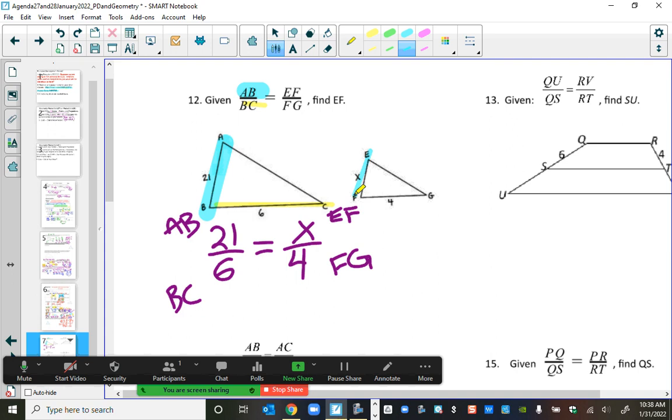And then also going forward, you might want to color code everything. That'll give you an idea on which side matches with which other side. So yeah, that's all you do. So for this one, that's all you're going to do. You have 6 times X. And what's 21 times 4? 84. So you're left with 6x equals 84. And now you just solve for the x. Next page.